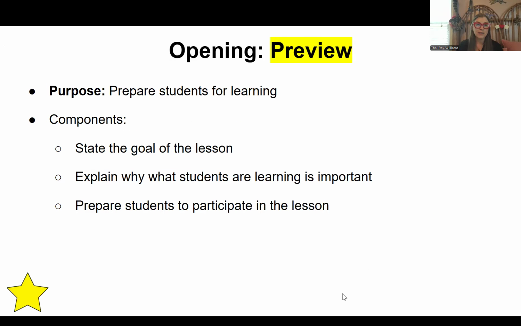All right, what is next? It is our preview. And what is the preview about? It is all about preparing students for learning, preparing them for what they're about to do and learn. So at this point, we've already stated the objective. They know what they're going to learn. They know why they're going to learn it. And now we're going to prepare them to participate.